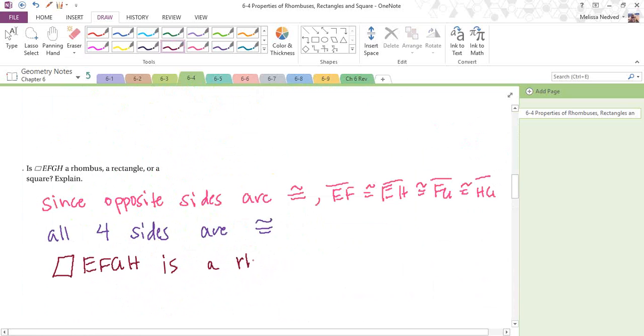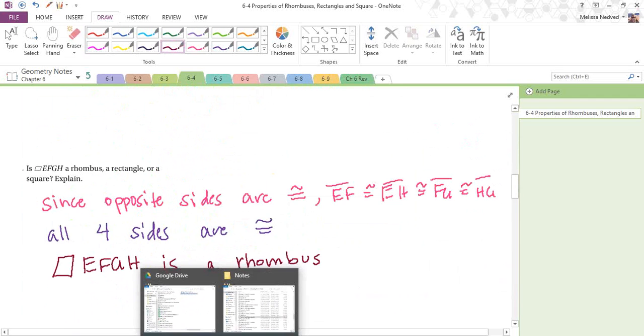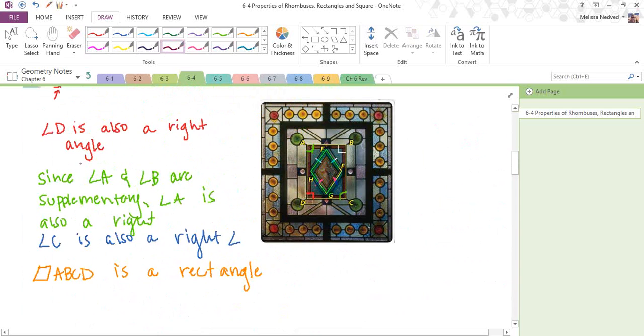And again, you always want to go one step further and see if it's also a rectangle to then identify it as a square. Notice in this case, I don't know anything about the angles. In order to be a rectangle, I have to know I have right angles. I've got no angle markings on EFGH. I'm not given any information about the angles, so we're going to stop there with just calling it a rhombus.